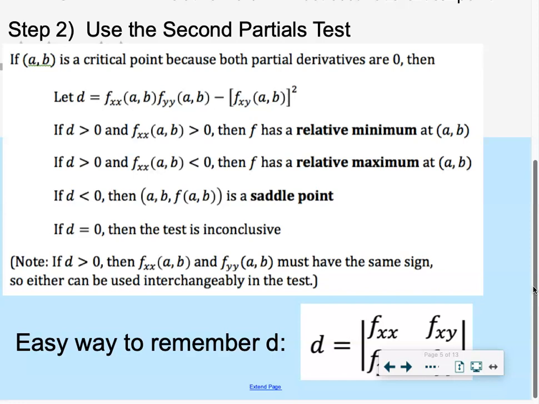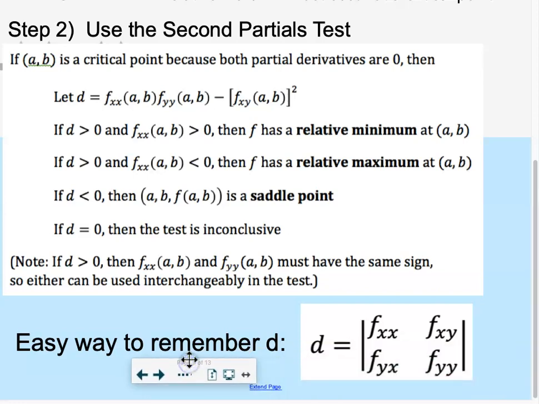A little trick if you can't remember D: it's actually the determinant of the matrix of second partials. If you set up a little matrix with f sub xx and f sub yy on the diagonal and your mixed partials along the other diagonal, and take the determinant, you get D. If that helps you remember it. That doesn't tell you what to do with the D, but at least it helps you find the D.